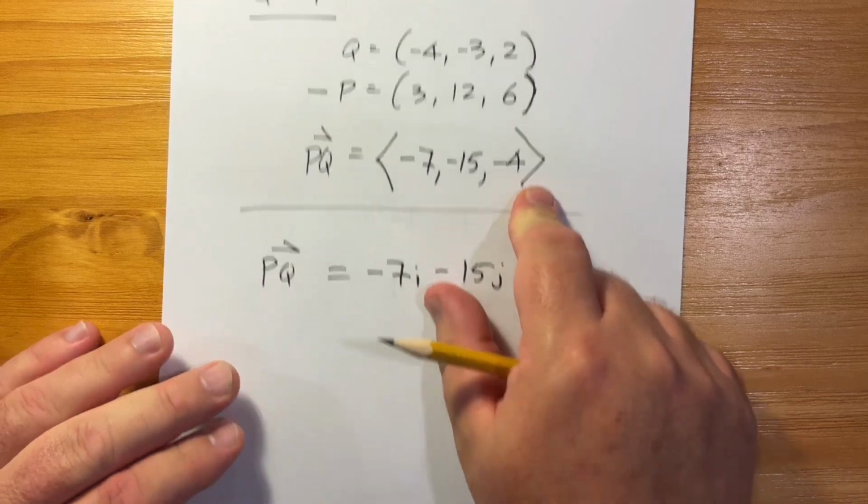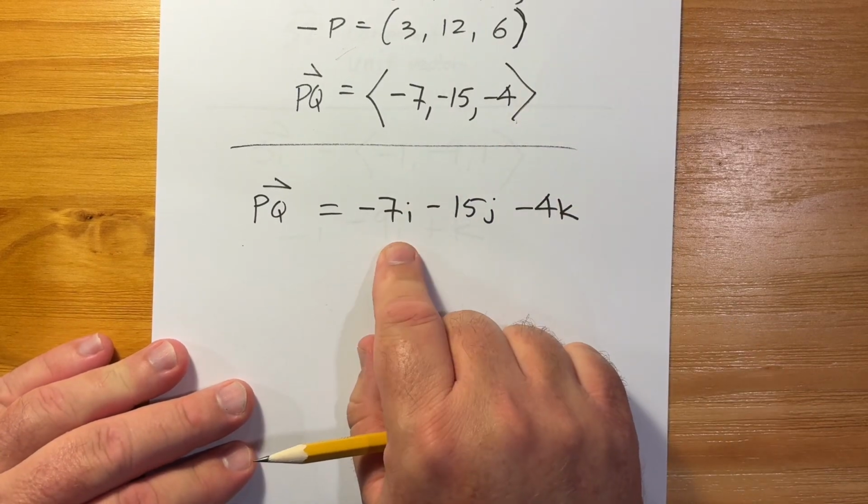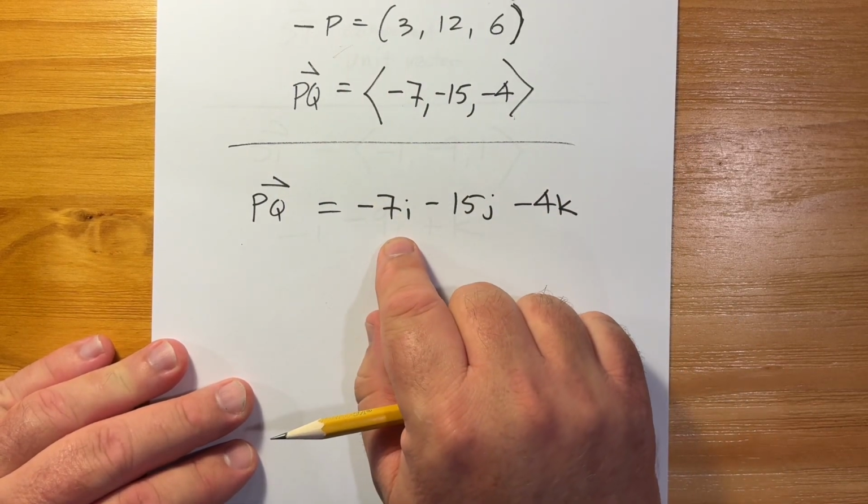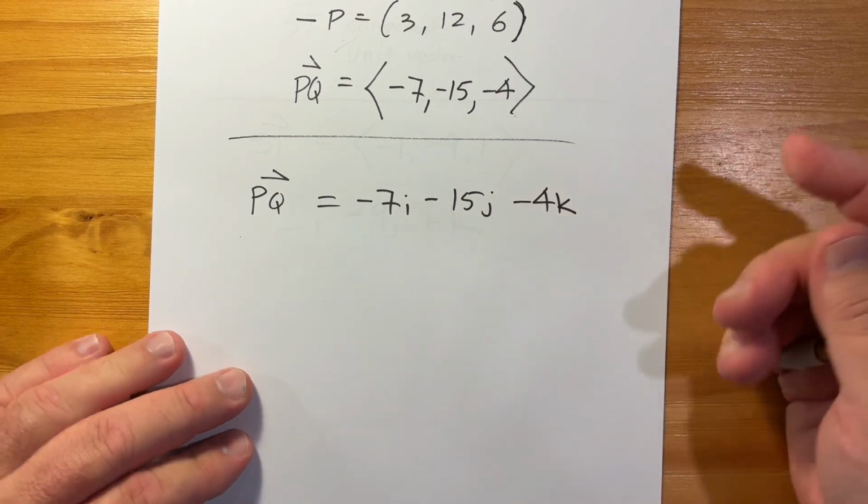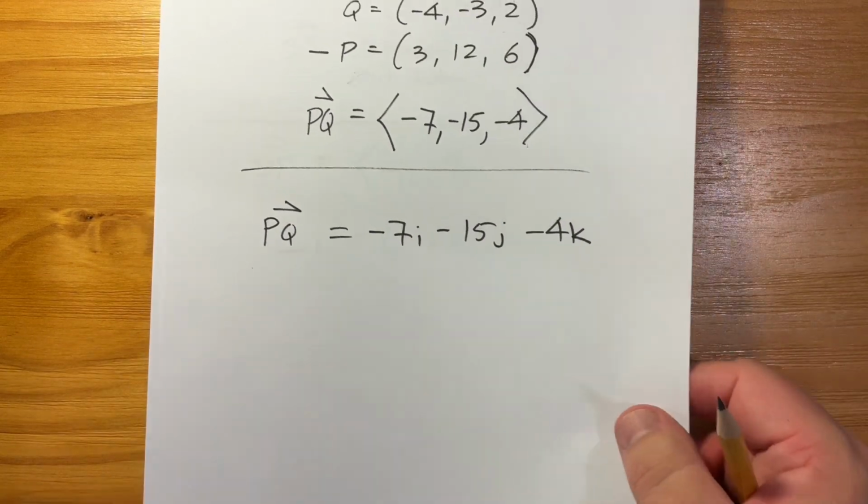Then to turn component form into unit vector form, we just take the brackets away and do the i, j, k, right? No worries there.